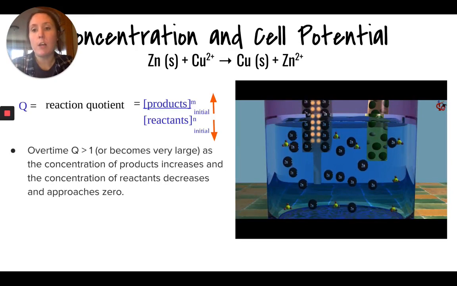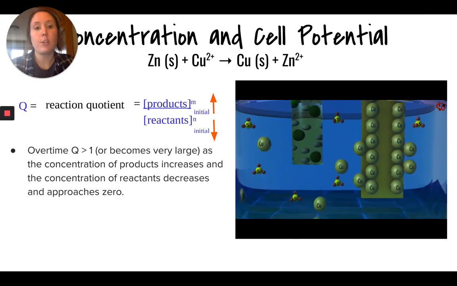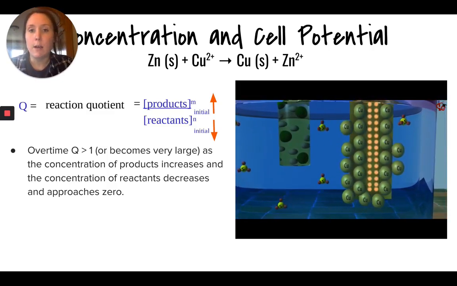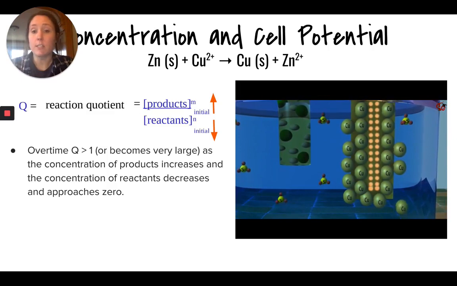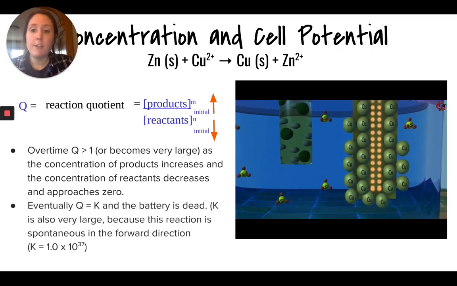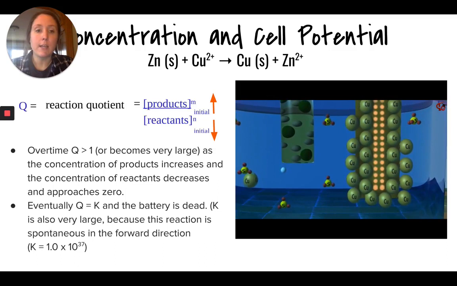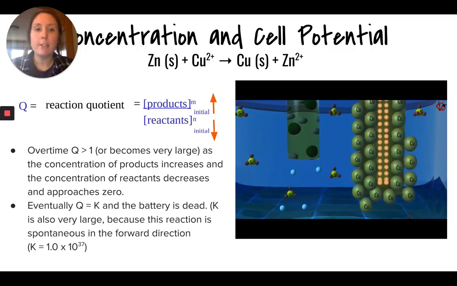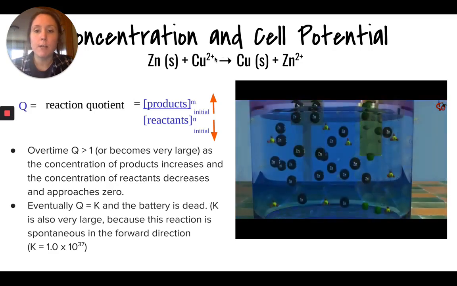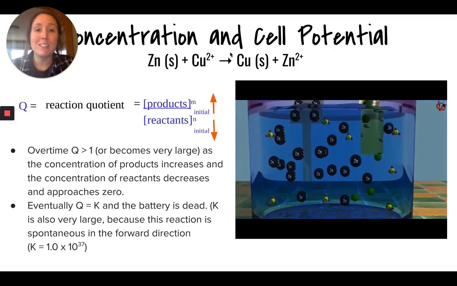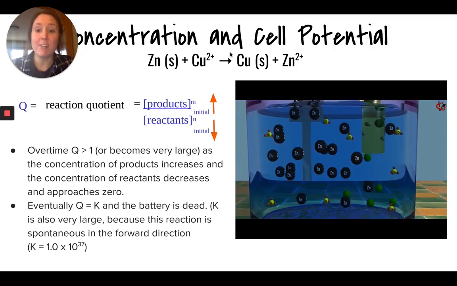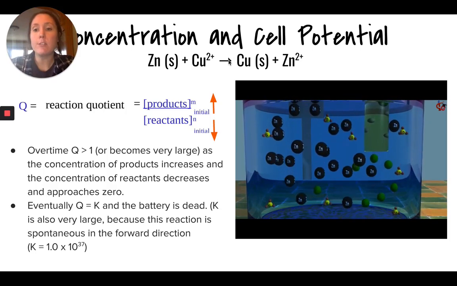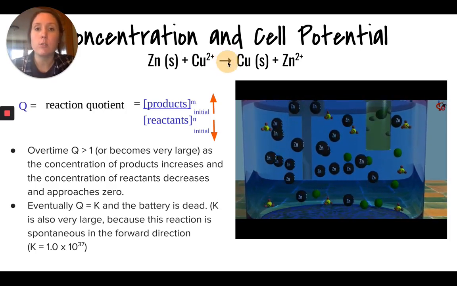Q becomes very large, or greater than 1, as the concentration of my products, my zinc ions, increases, and the concentration of my reactants, copper ions, decreases and eventually gets to 0. Eventually then, the Q value is equal to K, and like I said, the battery is dead. Because K is also very large, this reaction is spontaneous in the forward direction. K is actually like 1 times 10 to the positive 37th. It's crazy large. So this is a forward reaction. So as Q increases, it gets closer to the value of K.